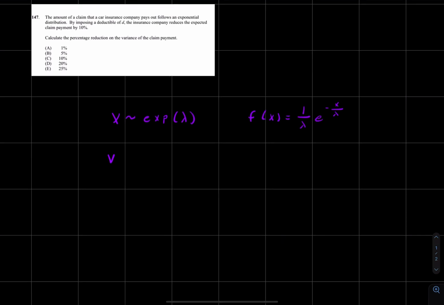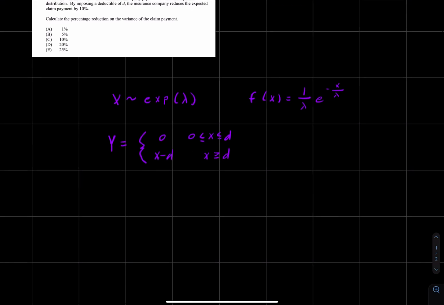So let's define another random variable Y. For another problem, this might be more explicitly helpful, but this variable Y is going to be with the deductible, so we're going to pay 0 if X is between 0 and the deductible, where X is the price without the deductible, and then we're going to pay X minus D if we are greater than the deductible, right?